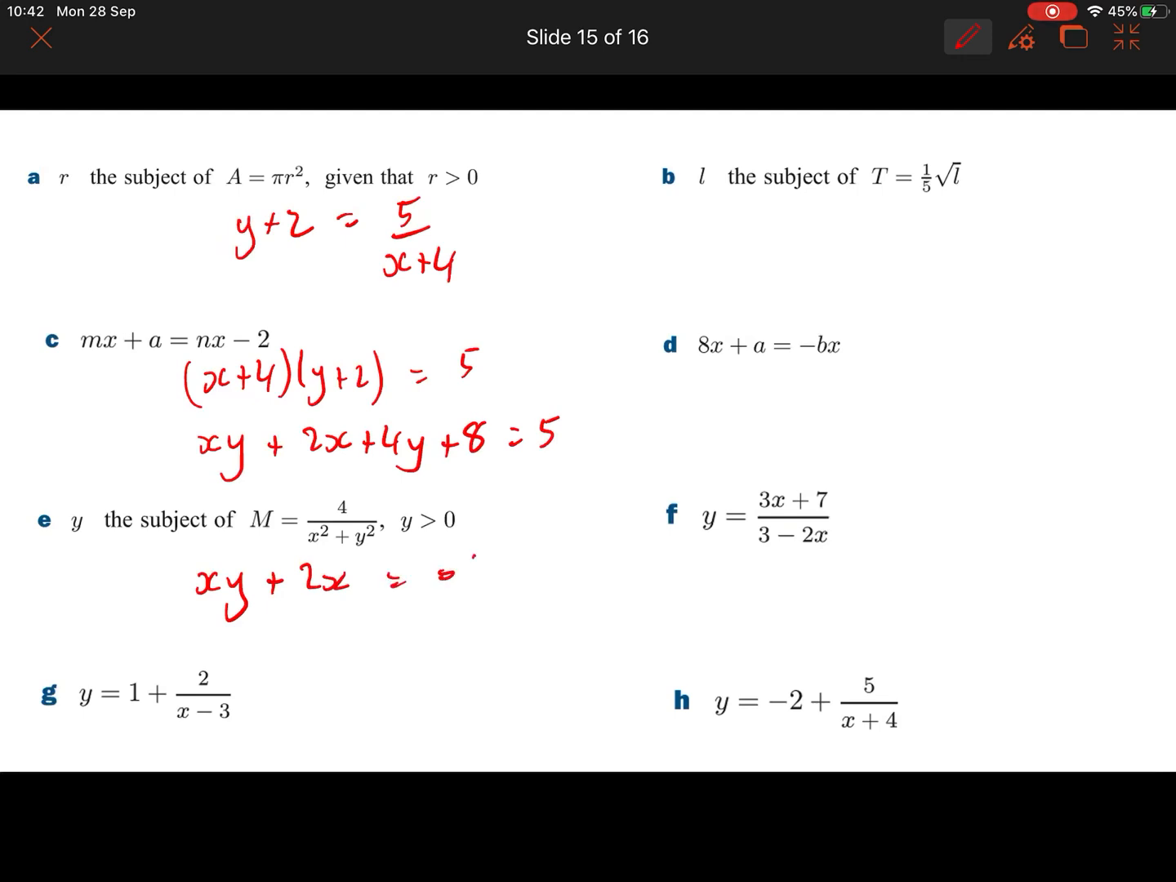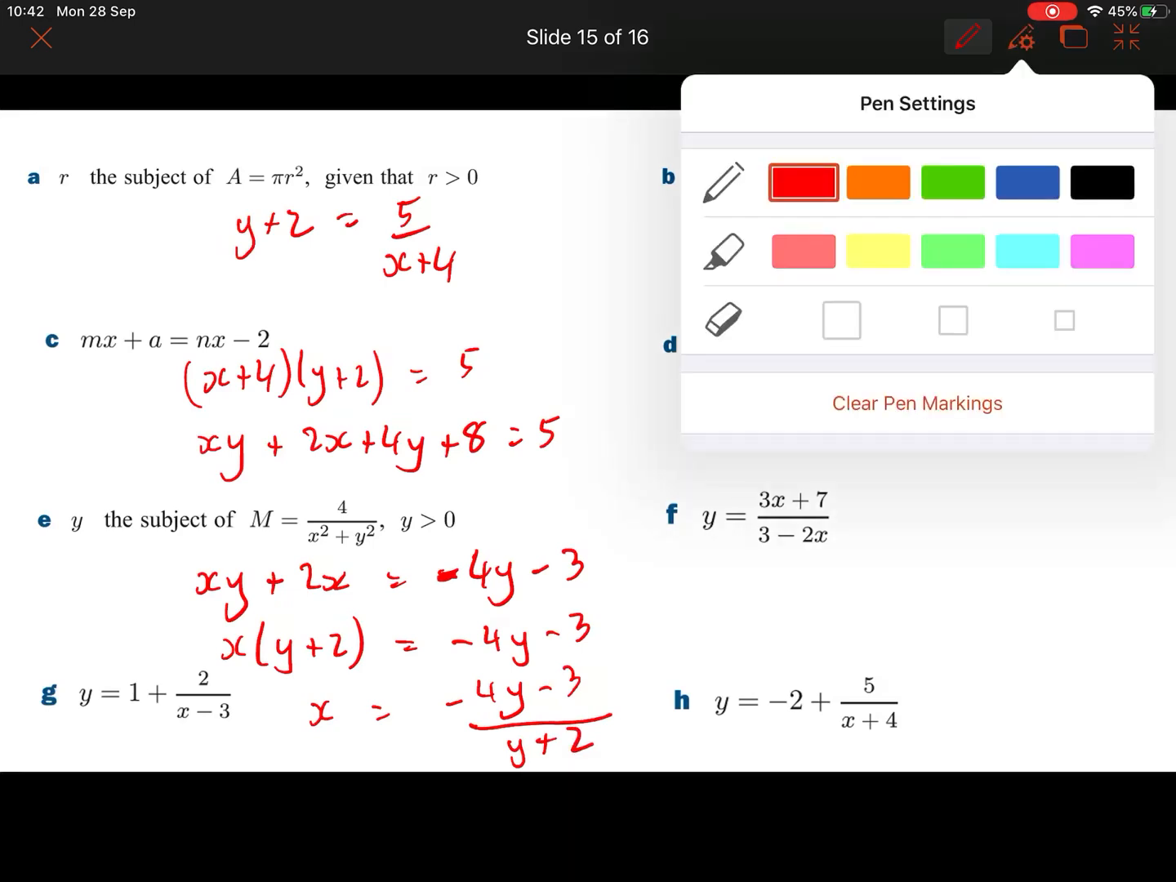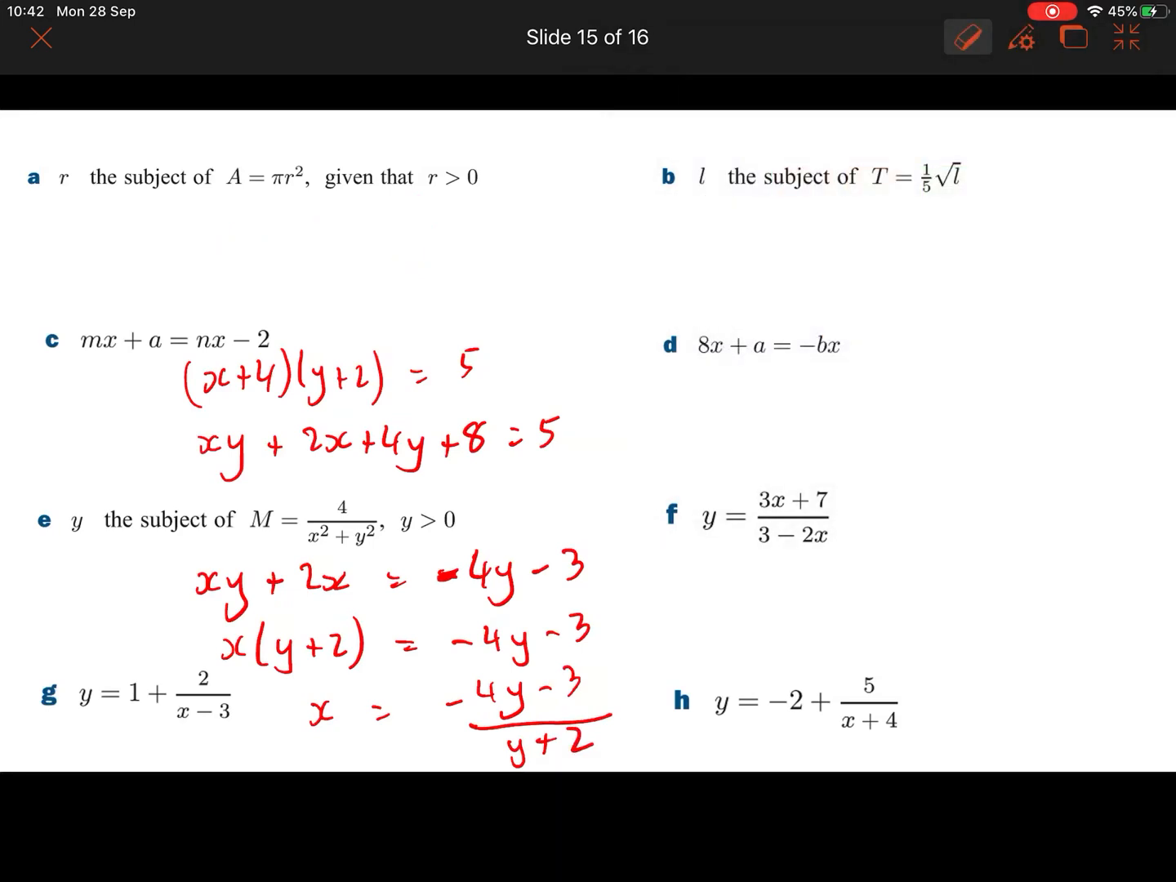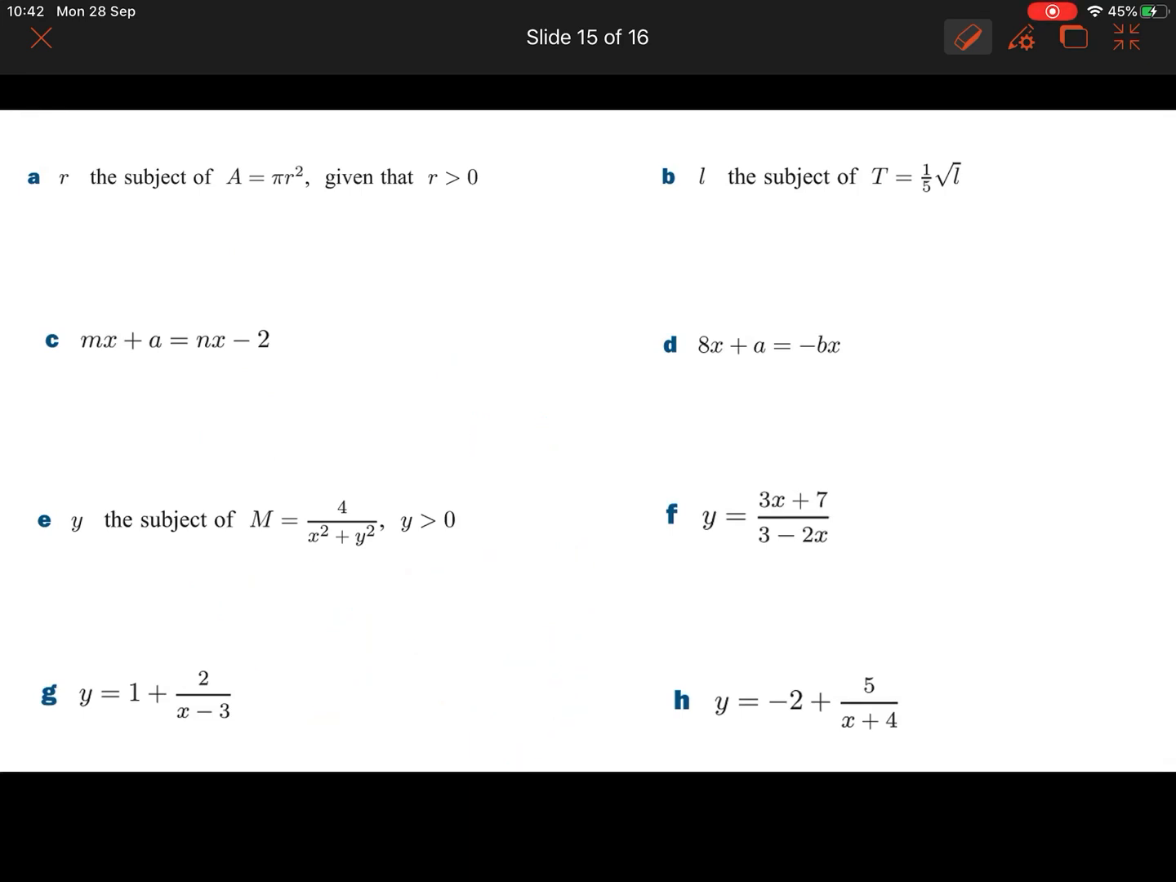So xy plus 2x equals negative 4y minus 3. Factor out x. And finally divide by y plus 2. X equals minus 4y minus 3 over y plus 2. Okay, and there are your solutions.